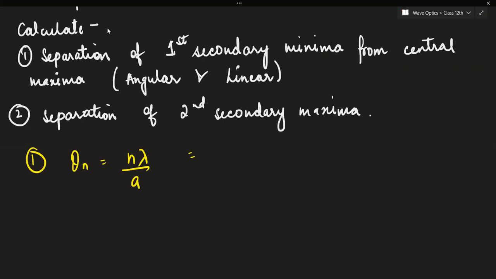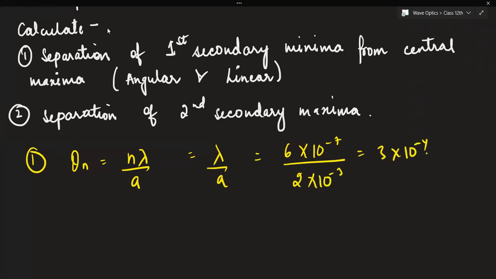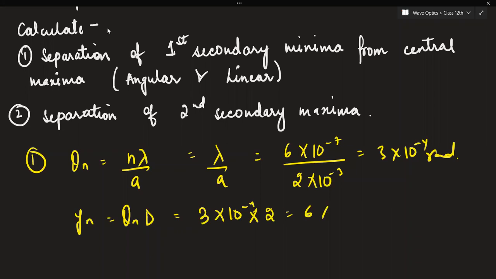So angular and linear both. So angular will be n lambda by a. n is 1. So this will be lambda by a only. 6 into 10 to the power minus 7 by 2 millimeters, so 2 into 10 to the power minus 3. That makes it 3 into 10 to the power minus 4 radian. And linear, if you have to find out, simply multiply theta with D instead of writing this entire thing all the time. So 3 into 10 to the power minus 4 multiplied by D, separation between the screen is given as 2. So this is 6 into 10 to the power minus 4 meters.